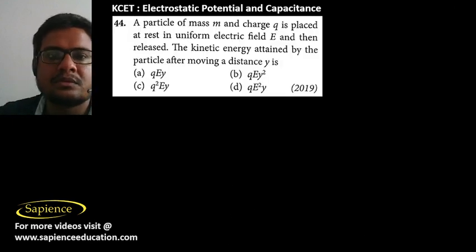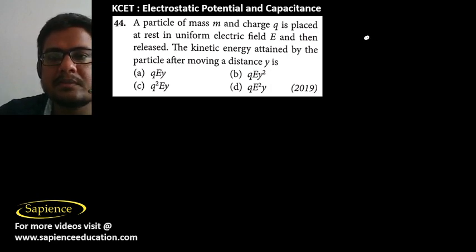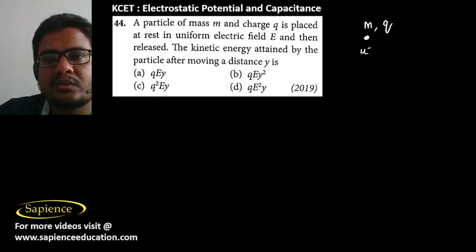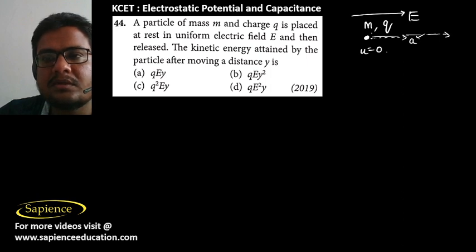Question number 44, it is told there is a particle of mass m and its charge is q. It is placed at rest, u equal to 0, in a uniform electric field and then it is released. So it will have some acceleration. The kinetic energy attained by the particle after moving a distance y, how much kinetic energy it will attain.